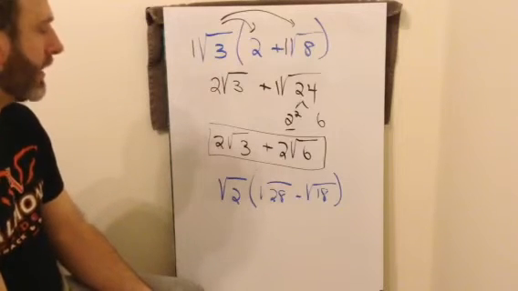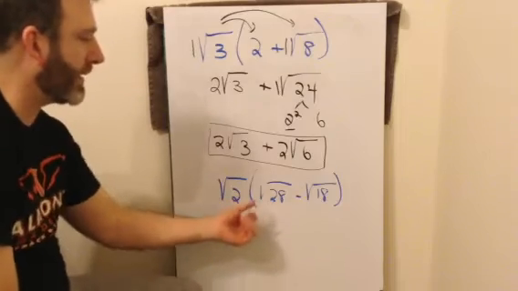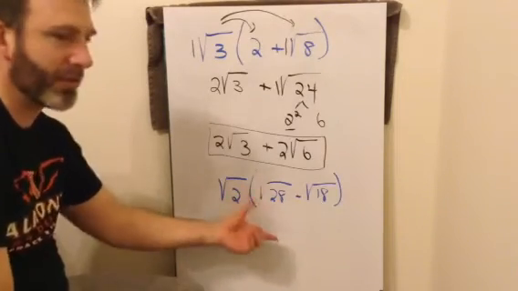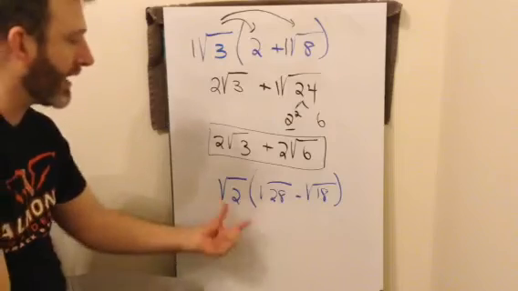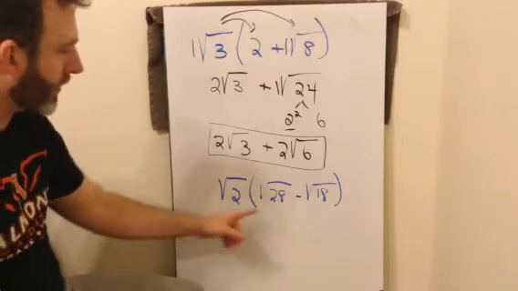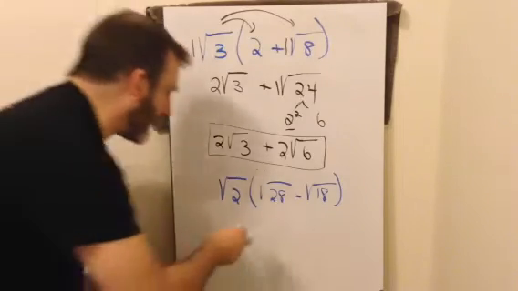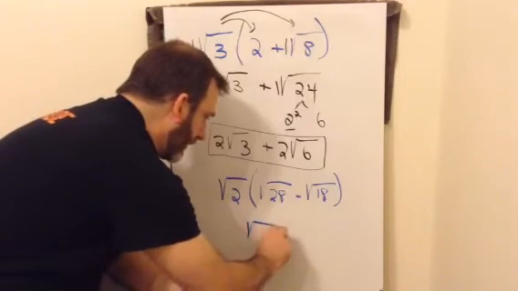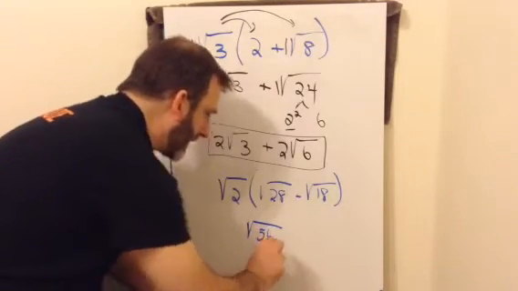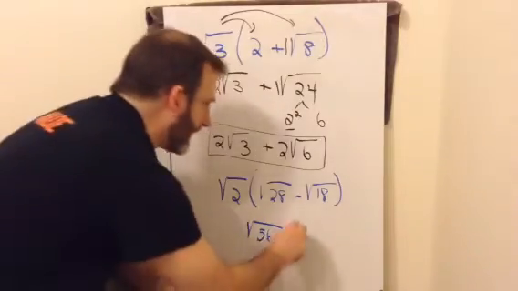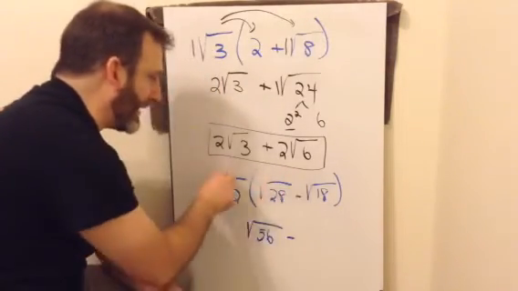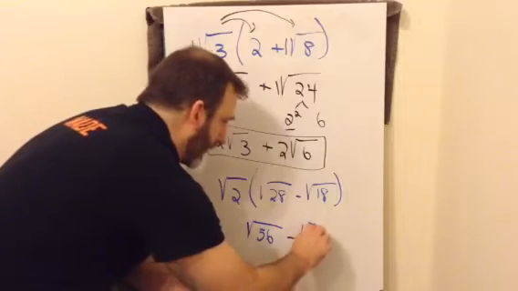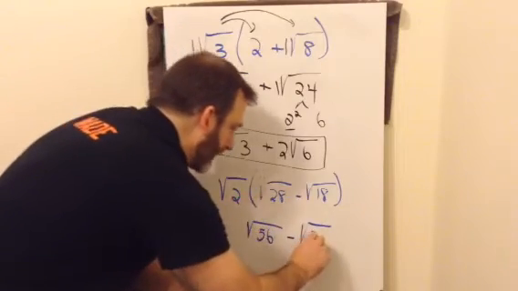To me, if I know I have to distribute something, I could have simplified and then have to distribute and then I have to simplify again. Generally, I do the distribution first. Square root of 2 times square root of 28, I get the square root of 56 minus square root of 2 times square root of 18. Now the indexes match on these, so we can do this. We get the square root of 2 times 18 is 36.